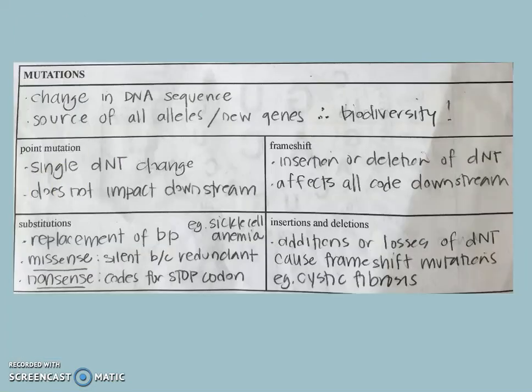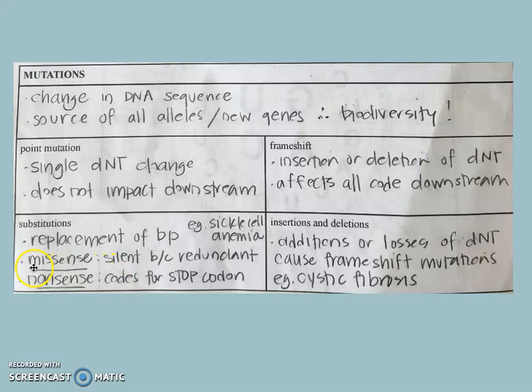Okay, so we've talked about different events. A point mutation is an event. A frame shift is an event. Both of these are events, and substitutions and insertions or deletions. A substitution is an event that is a type of point mutation. Insertions or deletions are events that cause frameshift mutations. And then we can define the types of mutations.